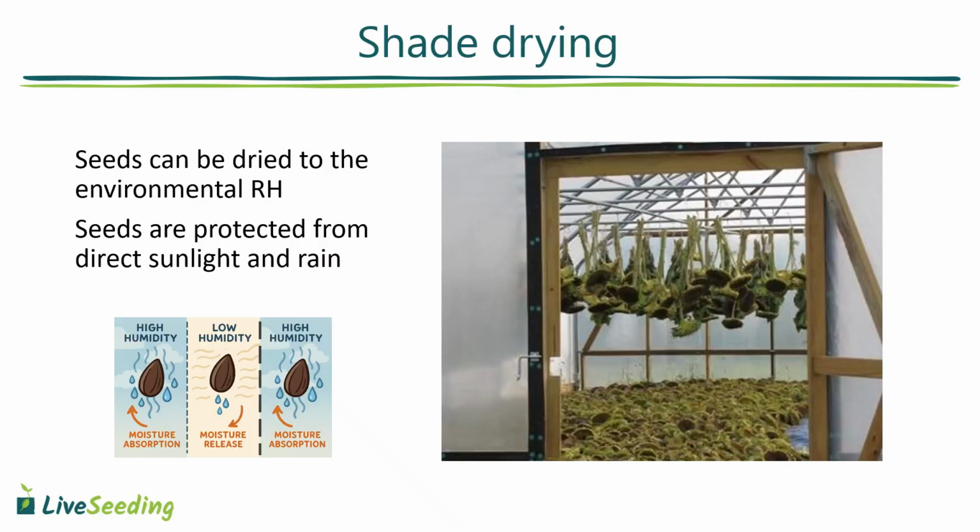With smaller volumes, the seeds can be dried in the shade, protected from rain and heat induced by the sun. Also here, they will equilibrate to the relative humidity of the environment. And when that is higher during the night, the seeds will reabsorb moisture.